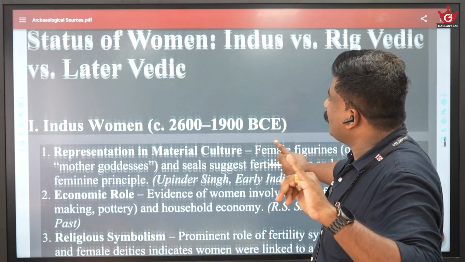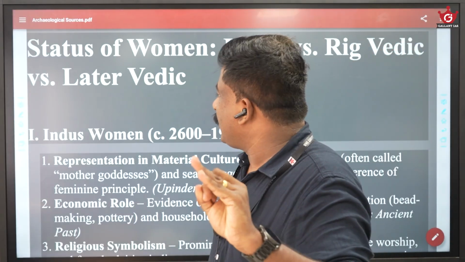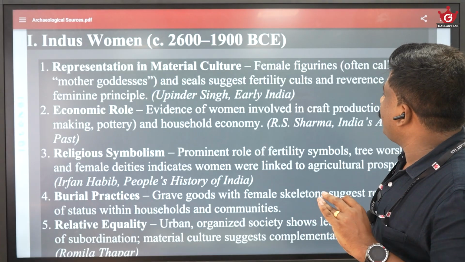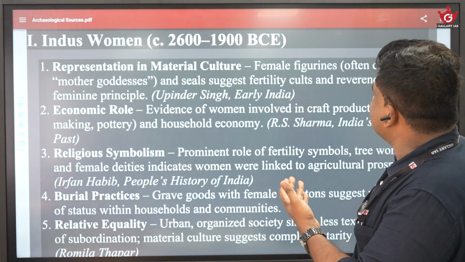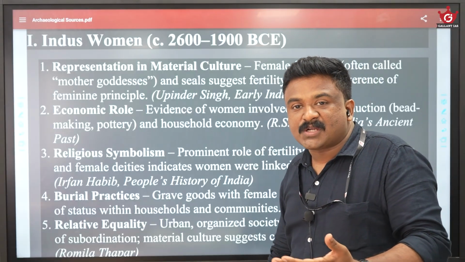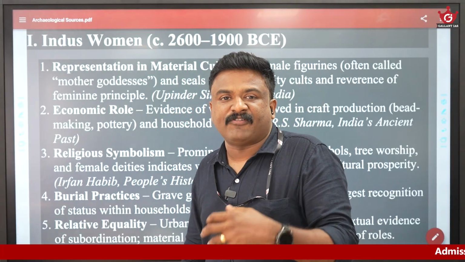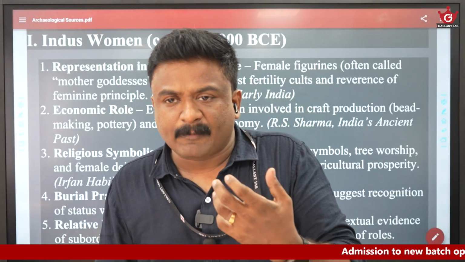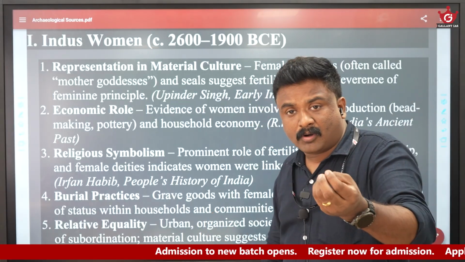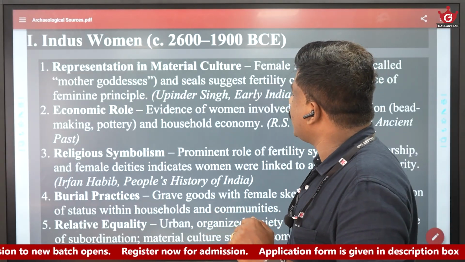Now, coming to the status of women: Indus women, Rigvedic women, later women, and a comparison of their status. See, the representation of Indus women in material culture, such as female figurines, mother goddesses and seals, suggests a fertility cult was practiced, with reverence of feminine principles. So in the Indus civilization, women had a better status. The art and craft, the religion, fertility cult, mother goddess worship, women's representation on seals, and the bronze dancing girl prove that women enjoyed a dignified status in this Indus culture.